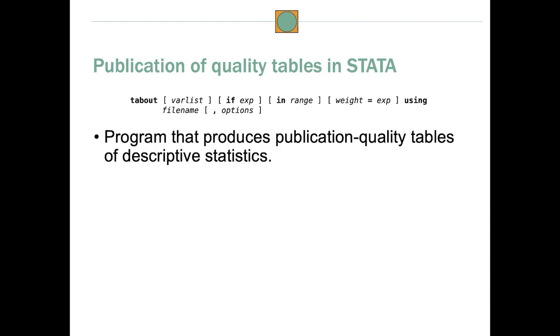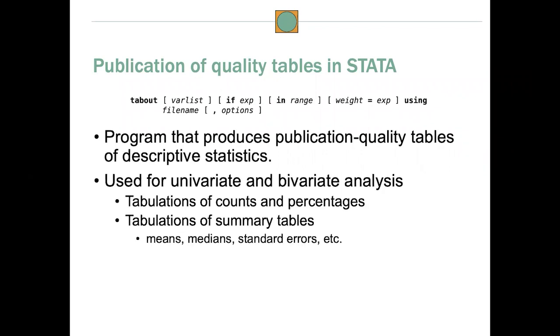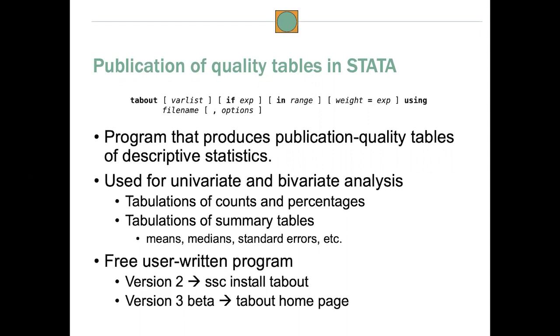There's a program called TabOut, and this program can be used to make tables for univariate and bivariate analysis, and it makes the tables ready for publication or almost ready for publication. TabOut creates tables with counts and percentages, as well as summary tables with means, medians, standard errors, etc. It exports the tables into a Word document, Excel file, or text file, and I believe an HTML. As a user, you have the option to choose how you want to export the file.